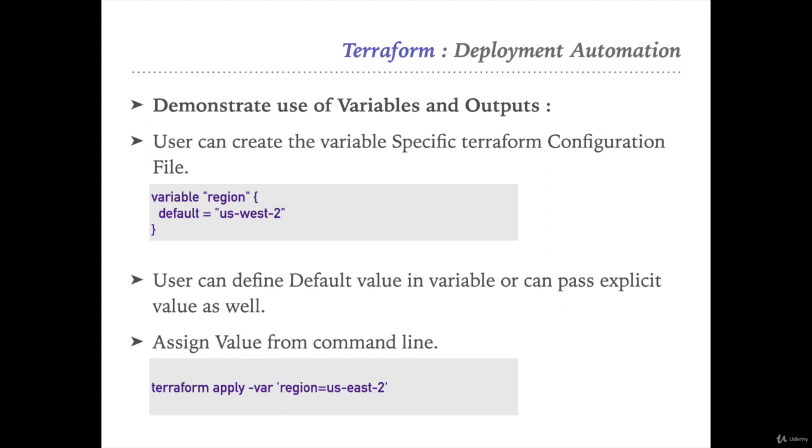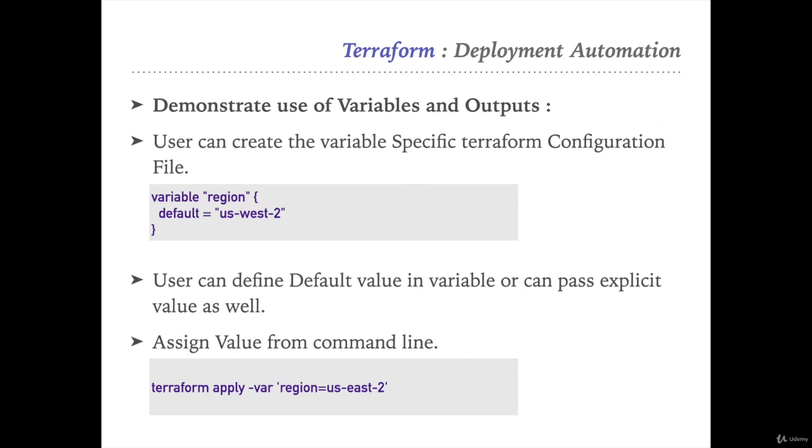We have seen earlier that the user can define the variable value as a default, or you can explicitly pass the value. If you want to pass the region value explicitly, then we can pass that particular value explicitly as well. Whenever you pass the variable value explicitly, it will not consider the default value. If you are not passing the variable value explicitly, then it will consider the default defined value. Here you can see I'm running the command terraform apply -var, then defining my variable region equals us-east-2.